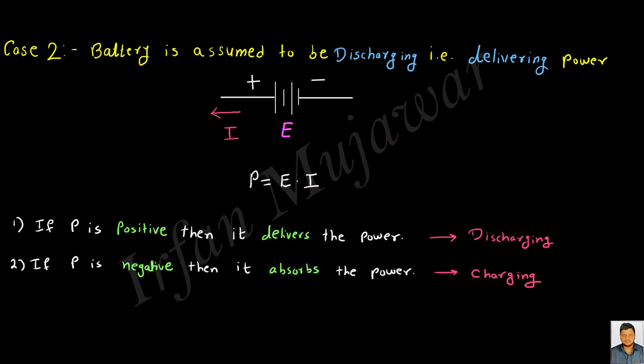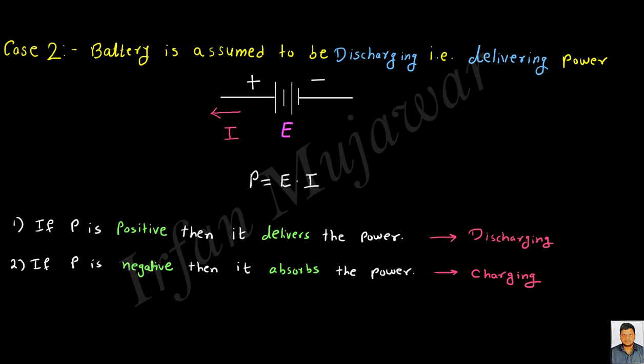Similarly, in this case, our assumption is that current is flowing away from the positive terminal, that is, it is delivering the power. But if we get P as negative, so when can P be negative, if I is negative. So if I is negative, we can say that current is not flowing in this direction, but it is flowing in this particular direction, that is, the battery is being charged.